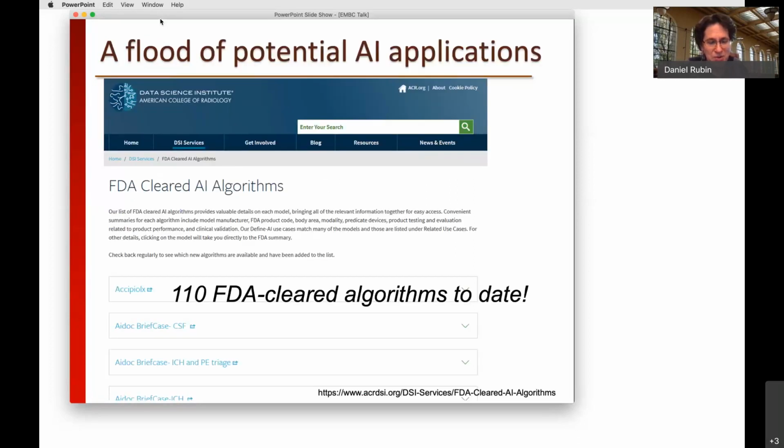So just to show how much excitement there is out there in terms of AI development, the ACR keeps a website of FDA-cleared algorithms, and when I last went there about a week ago, there were 110 FDA-cleared algorithms, most of them relating to medical imaging. So that just shows the excitement. And RSNA last year had like 250 AI vendors in a whole separate area. So there's a flood of these applications.